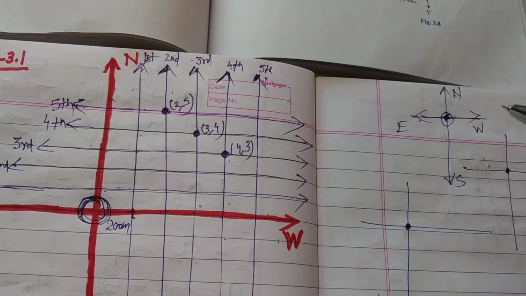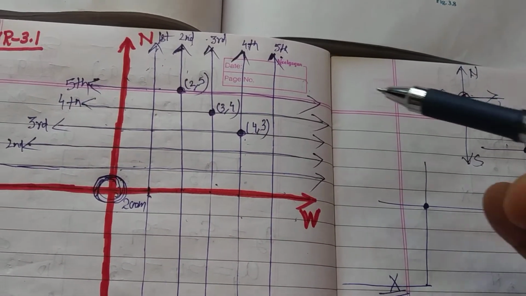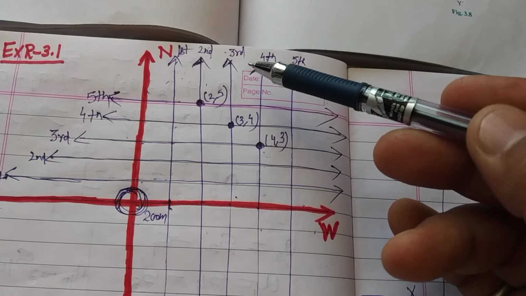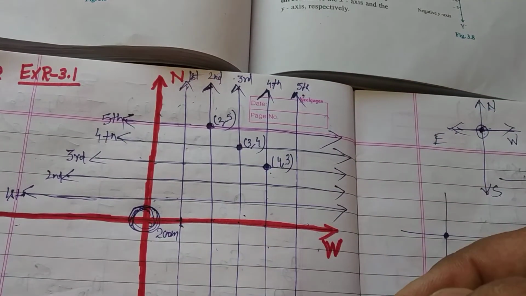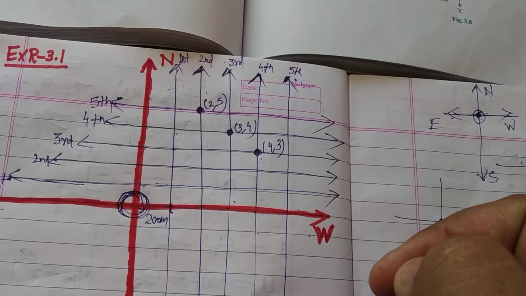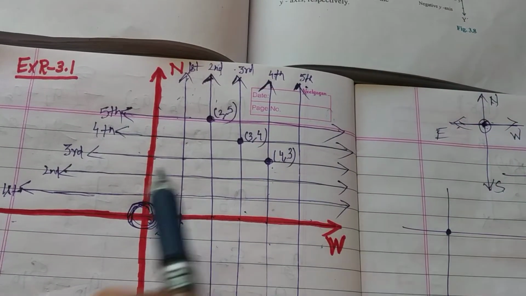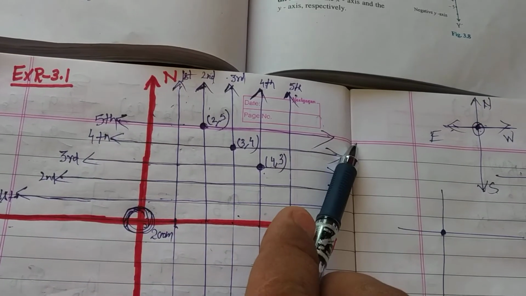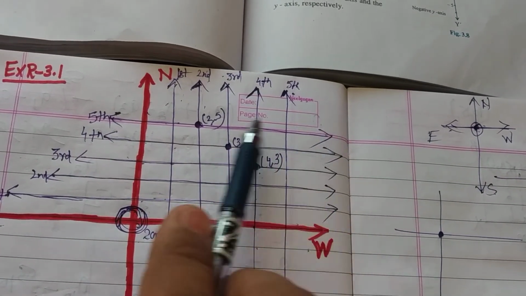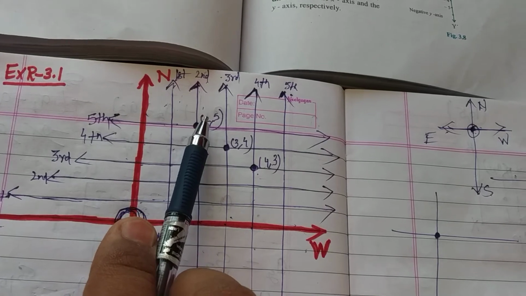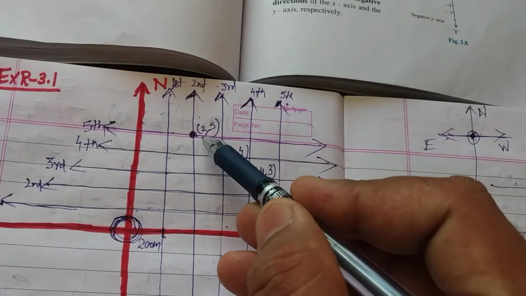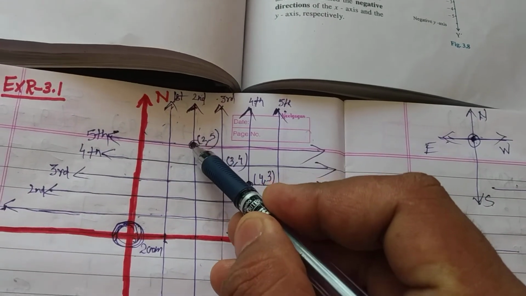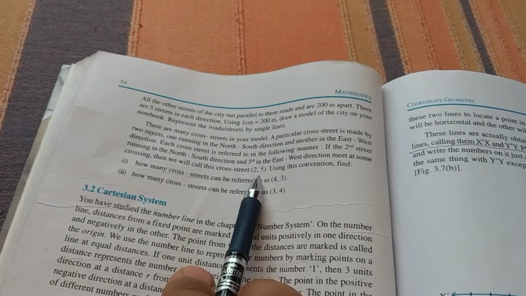Each cross street is referred to in the following manner. If the second street running in the north to south direction and the fifth street running in the east to west direction meet at some cross point, then we will call the cross street (2, 5). So the name of this cross street is (2, 5), as given in the question. The name of that cross street is (2, 5).